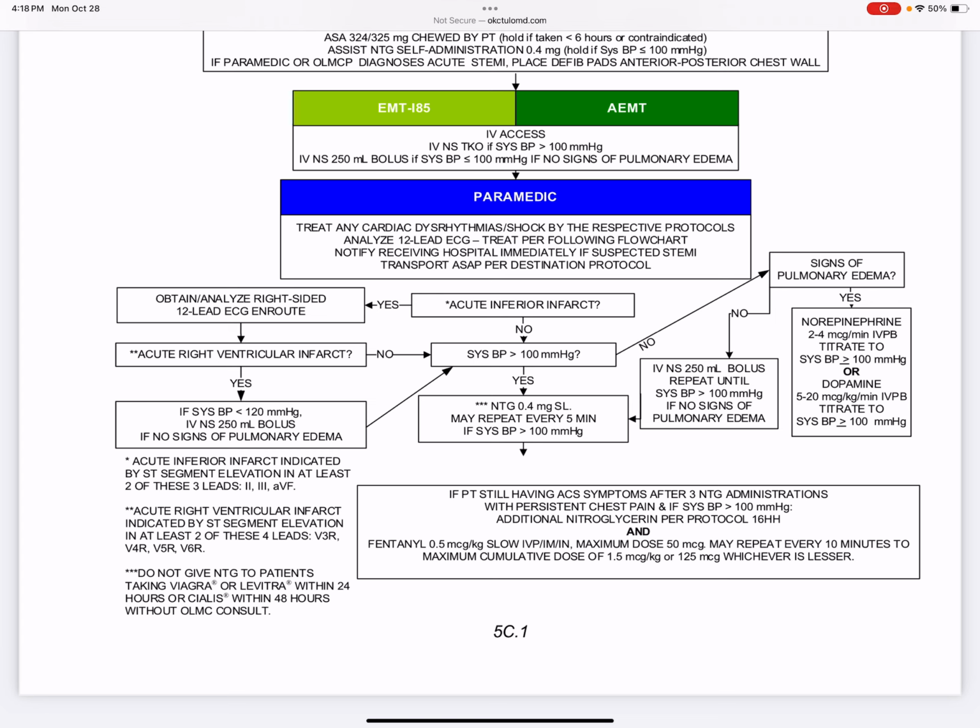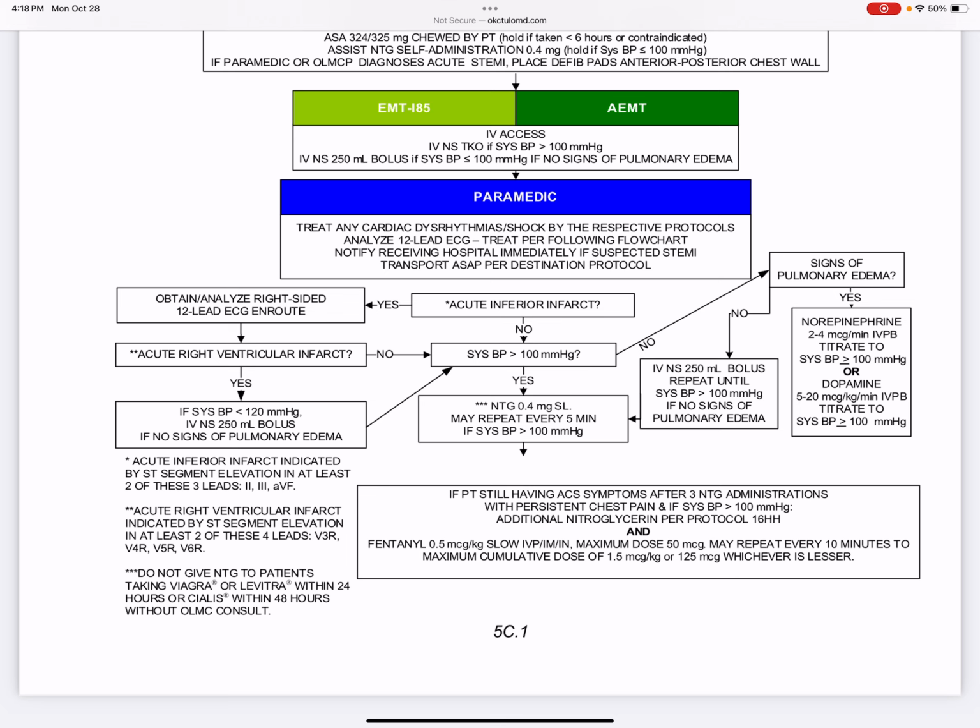The big thing to notice over here, we've kind of talked about it a little bit. If you can't get their blood pressure up or they have signs of pulmonary edema, it talks about norepinephrine again. And we're just going to titrate that to get their blood pressure to 100. We're not trying to get it above 100. We're just trying to get it to 100, and then we'll titrate to effect. And then if we don't have norepi for whatever reason, we can use dopamine.